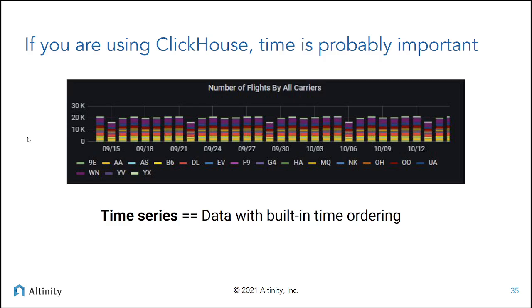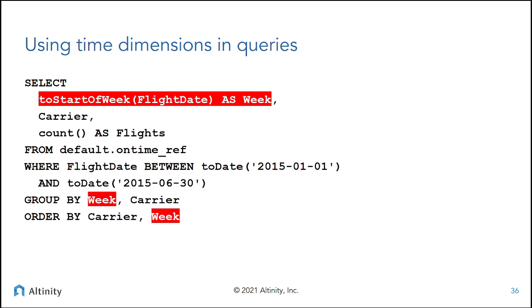Time series. So it's data with built-in time ordering. This is really important in large data sets because they're almost always based on facts of some kind. Those facts are associated with time. There's a really good chance that you care more about more recent things, or that you're asking questions like what happened over time. This is an example. So what we're going to do is very commonly run queries that have time dimensions in them.